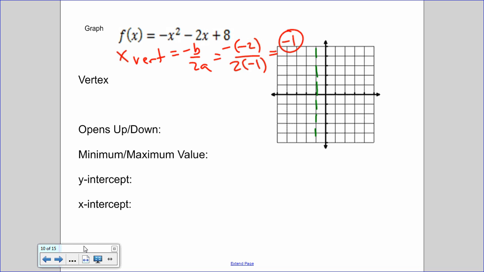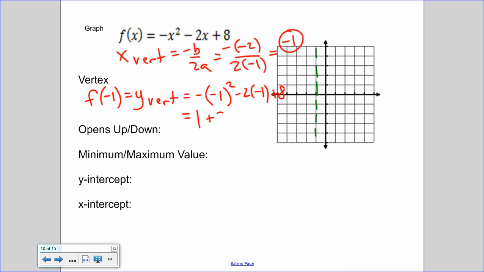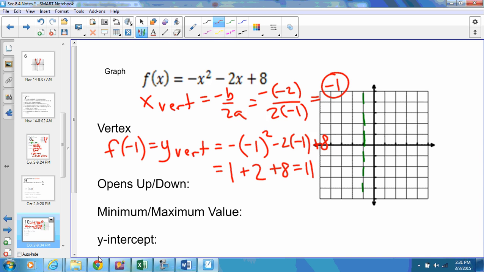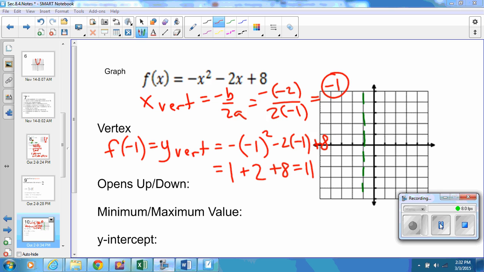All right, let's take that and we'll plug it back in. We'll find f of -1. That is the y-coordinate of the vertex. And so it takes a little bit of work. Let's see, I'm going to get 1 plus 2 plus 8, which is 11. I see my mistake. We got a -1 here, so that's going to be 9. So that is the y-coordinate of the vertex.